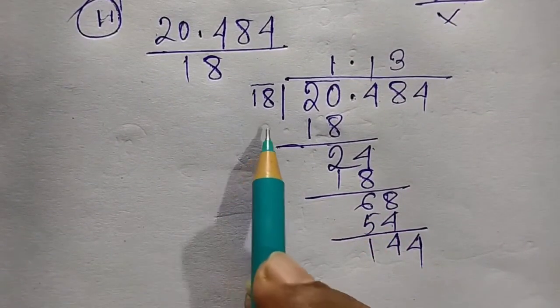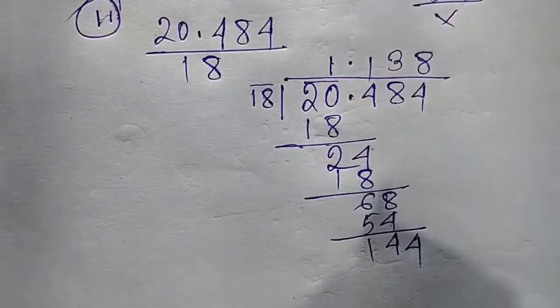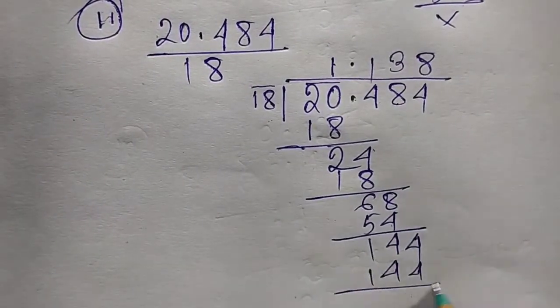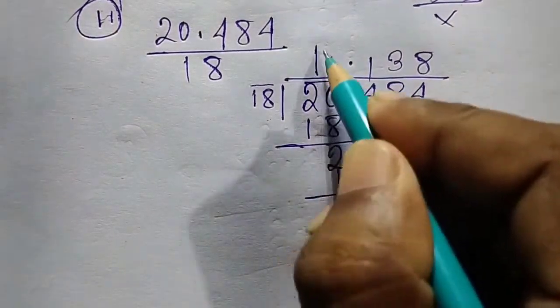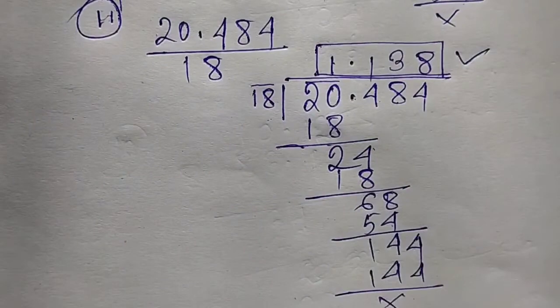Now just try to recall the table of 18. 18 8s are 144. So our answer will be 1.138. Is it clear to everyone? Now try to solve another question.